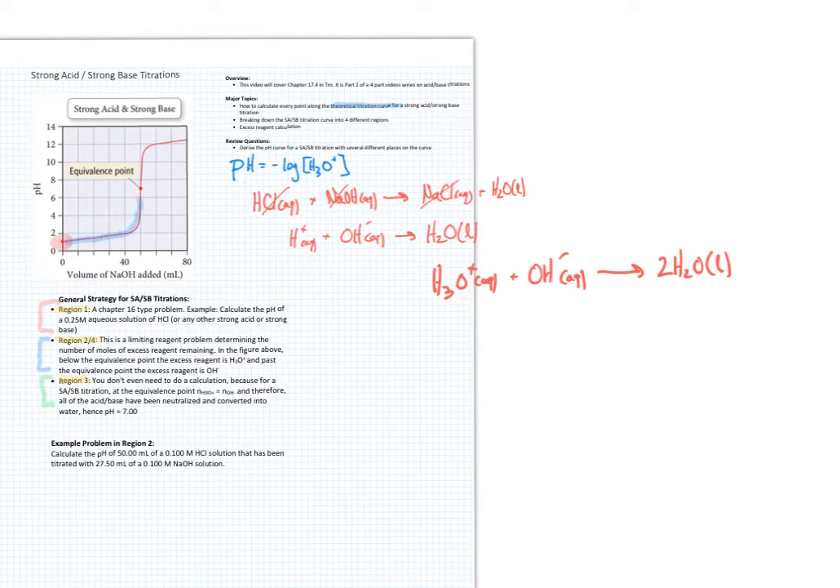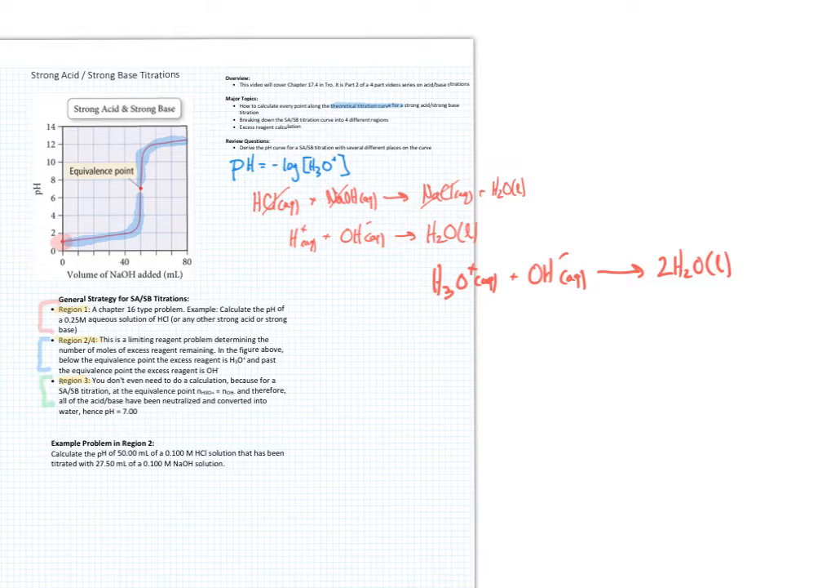Remember this region here, up to but not including the equivalence point. So right from when you start adding stuff to just below the equivalence point, and then region 4, this region just past the equivalence point. So that's like 0.1 milliliter past the equivalence point. So from when you first start adding titrant all the way up to the equivalence point, and then just beyond the equivalence point. Those are regions 2 and 4.